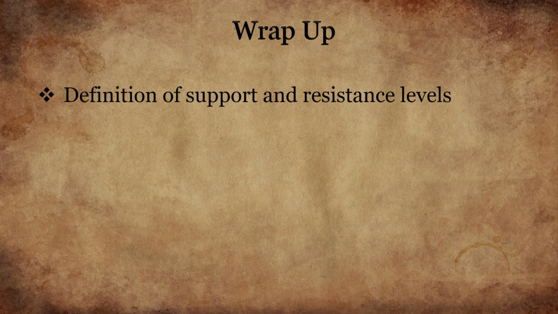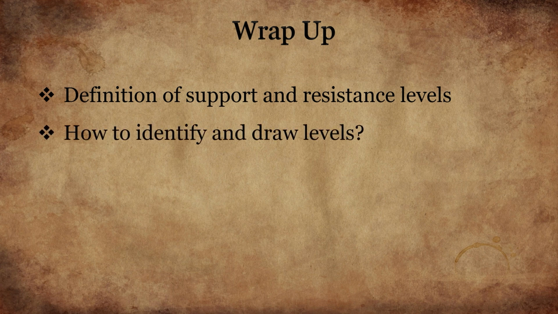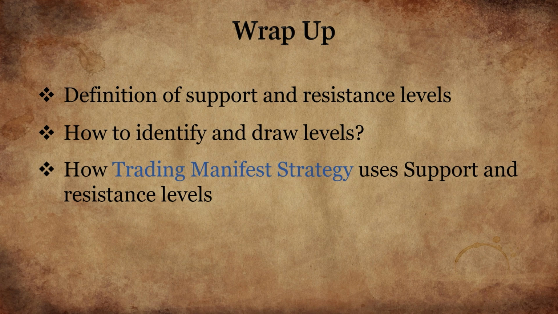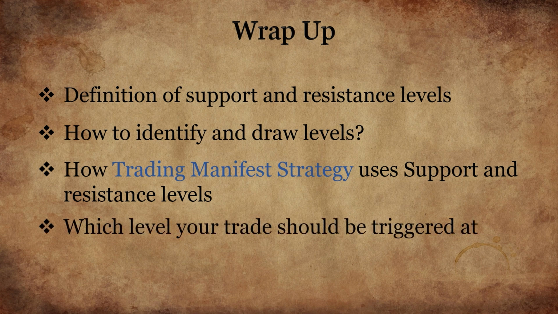Alright guys, I will quickly wrap up what we learned in this course. First, we saw the definition of support or resistance level and that sometimes levels can be zones instead of horizontal lines. Next, we figured out how to identify and draw levels on the charts with two important examples. Then I revealed my strategy and you found out I only use support and resistance levels to look for stop hunts. At the end, you learned which level your trade should be triggered at.